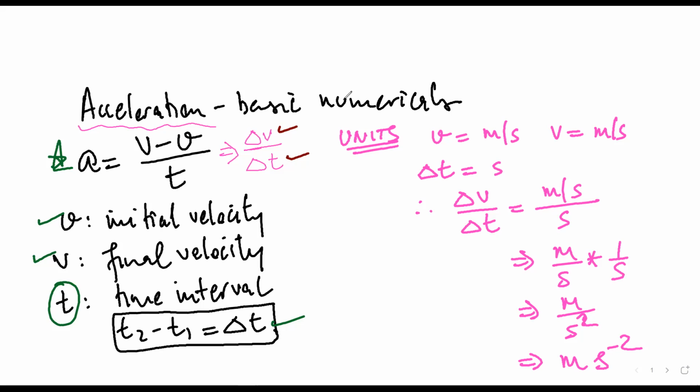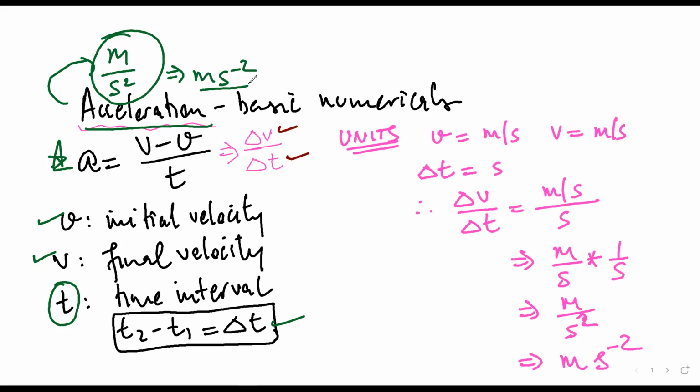Another confusion that students usually have in acceleration is the unit of acceleration. What do we mean by meter per second square? This meter per second square is also written as ms minus 2. Students usually have a confusion about this also, so we'll try to understand this.